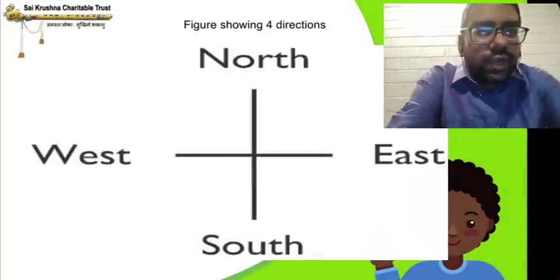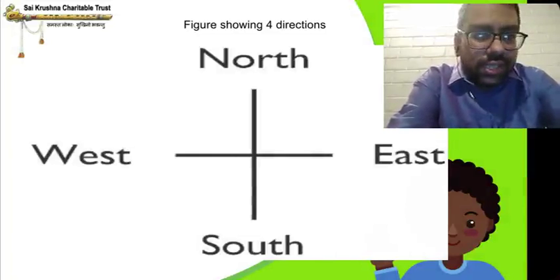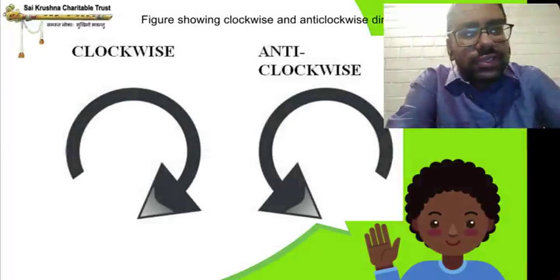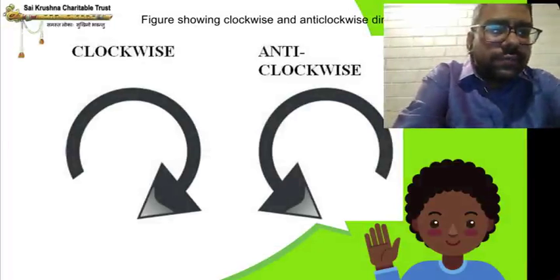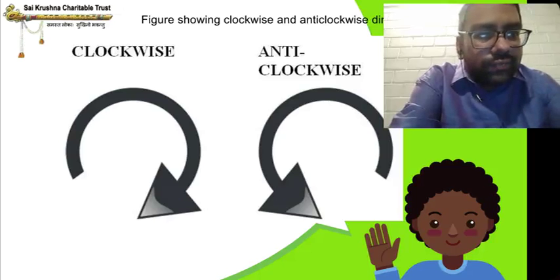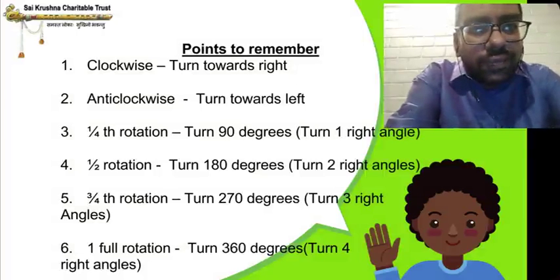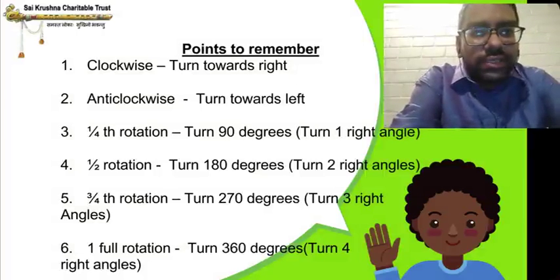Four directions. What are the four directions? You have to know this: north, south, east and west. Okay. Now what are clockwise and anti-clockwise directions? When you are moving in the clockwise direction, you are moving towards your right hand side. When you are moving in the anti-clockwise direction, you are moving to the left hand side. Points to remember: always turning towards right means clockwise direction. Turning towards left, anti-clockwise direction.